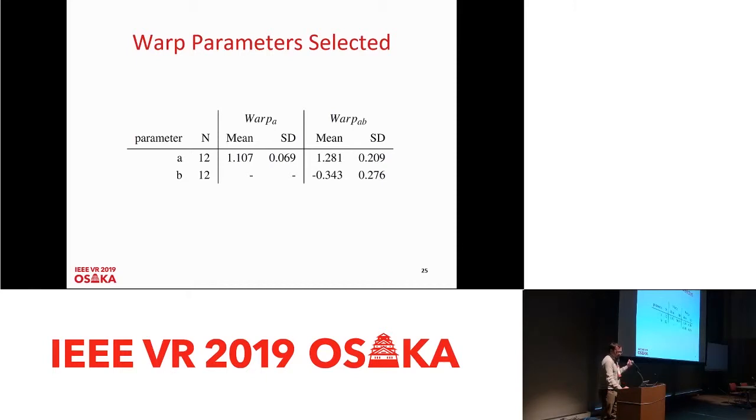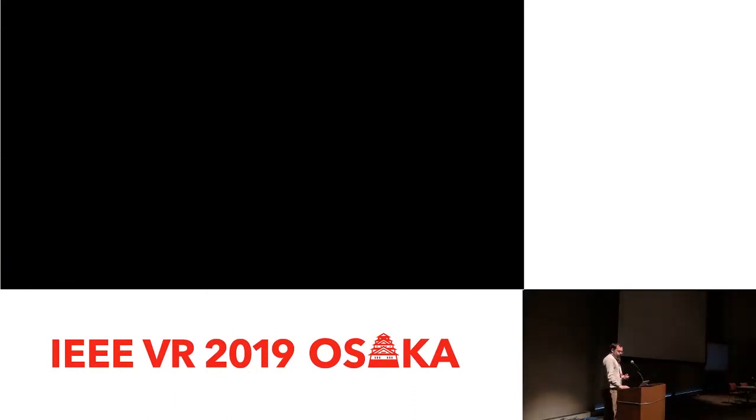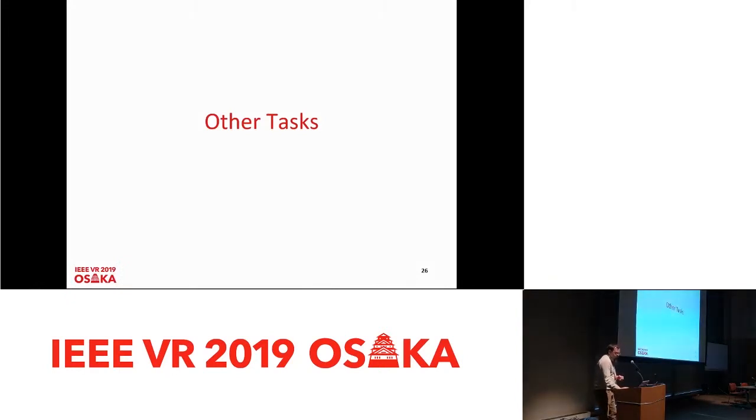Here's a summary of the warp parameters selected. We'd hope that B might correct for misaligned eye depth, something on the order of a few centimeters. Instead, we see a mean of 34 centimeters. Warp AB, then, becomes an example of what happens under a kind of extreme warp. Correcting distance misperception for a single task may not correct it for all tasks, particularly those that depend on other depth cues or that afford other means of interaction. Extreme warps, in particular, may introduce disruptive distortions.